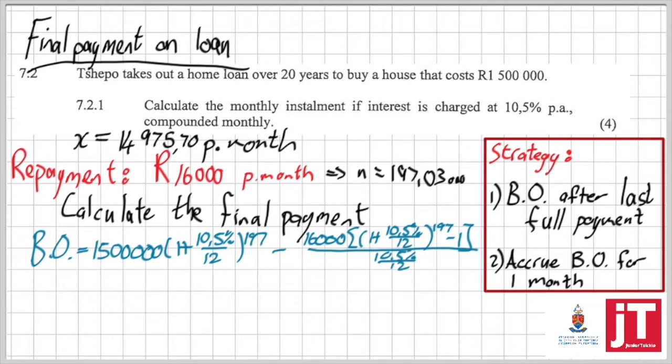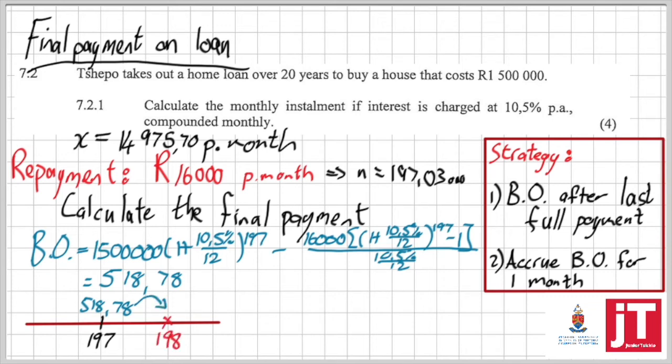But to satisfy my own mathematical pedanticness, my own mathematical correctness, I'm going to use this balance outstanding formula. This tells me that there's 518 Rand and 78 cents that is still owed exactly after you've made the 197th payment. But when are we going to make the last part payment? You're going to make it at 198 months.